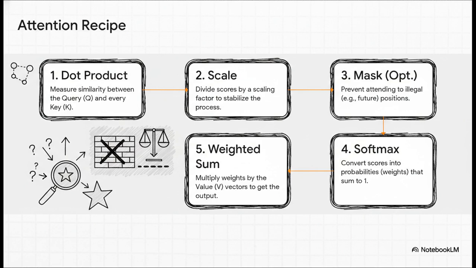Step 4. Softmax. This is where the magic happens. Softmax is a function that takes all those messy similarity scores and neatly squishes them into clean percentages that all add up to 100%. These percentages are our attention weights. And finally, step 5. Weighted sum. We take those attention weights and multiply them by the value vectors. So words with higher attention get a bigger say in the final output, creating a new vector that is just packed with relevant context.